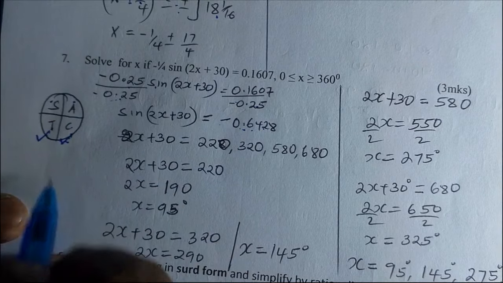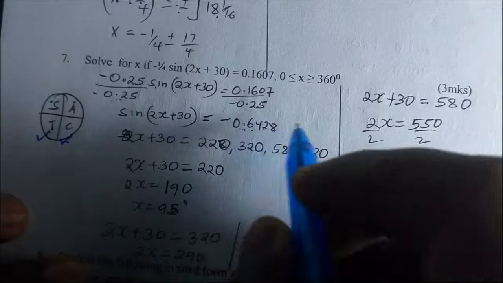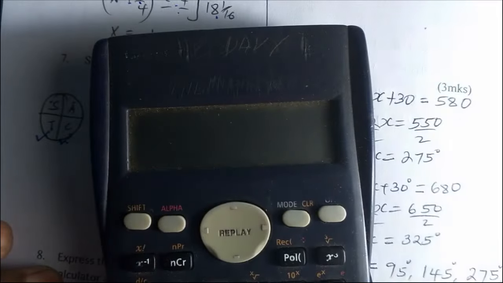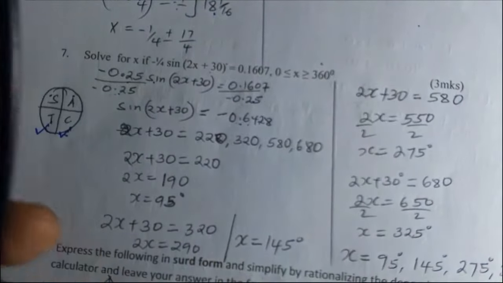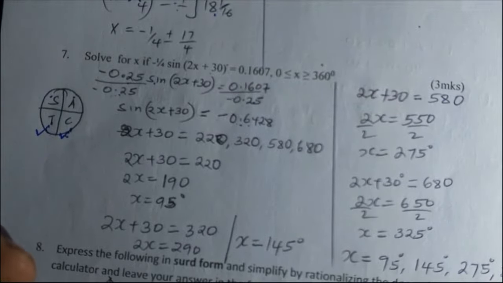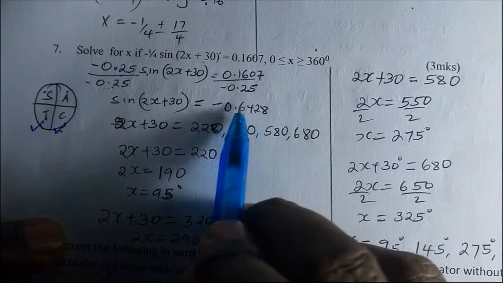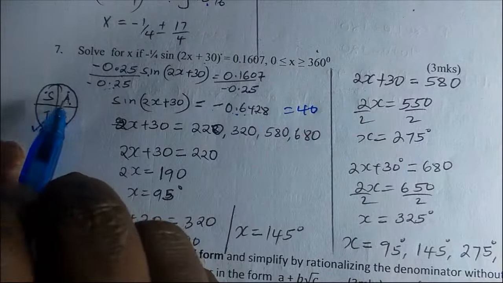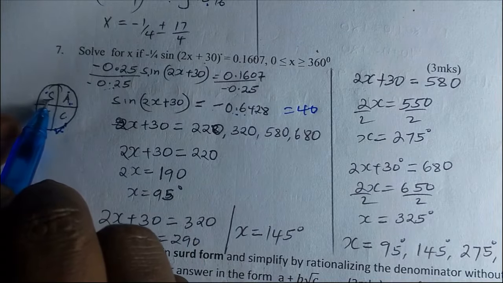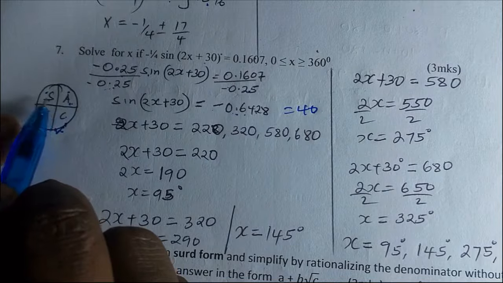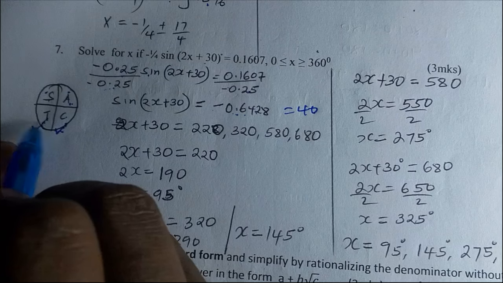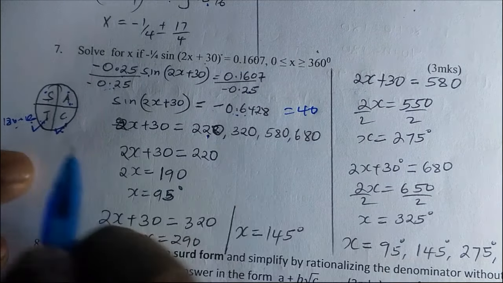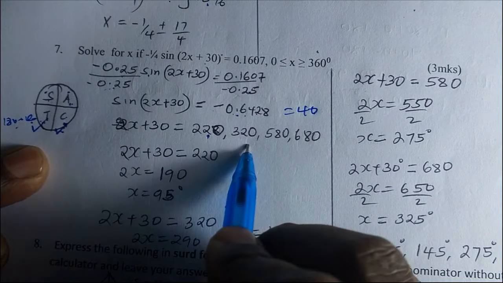That's what we want. So when you press your calculator, sine inverse, you will realize that the sine inverse of this is 40 degrees. So 40 is in this quadrant, so we don't need it here. And this one is 180 minus 40, which is positive, so we don't want that; we need here. So how do you get the angle here? The angle here is 180 plus 40, that's why we have 220. The angle here is 360 minus 40, which is 320. Then you move like that.